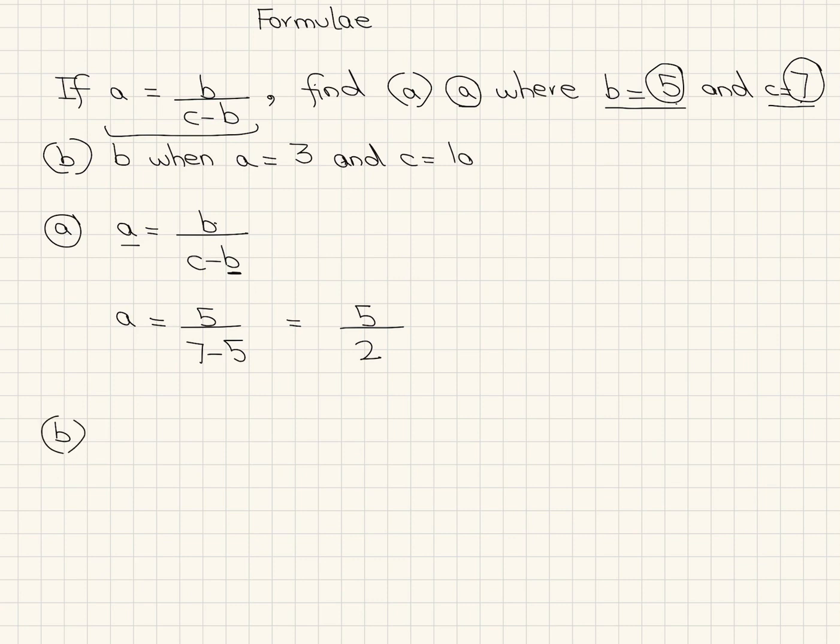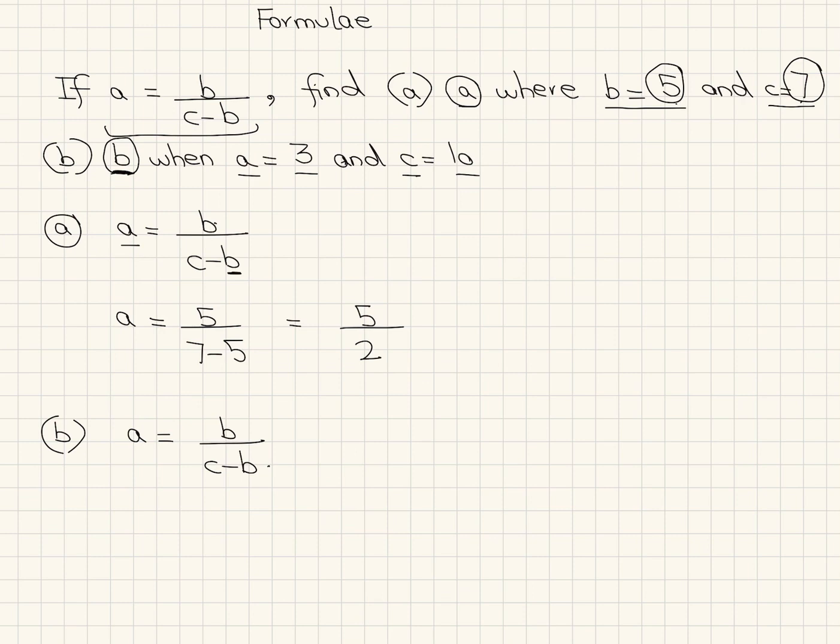So part B wants us to find the value of B this time. It wants us to find the value of B when the value of A is 3 and the value of C is 10. Now this can look a little confusing, but let's see what we can do with this. So again, writing down the formula, A equals B over C minus B. Now the trick here is that we somehow need to get rid of this fraction over here. They want us to find out the value of B, so our B is going to still stay as the unknown. Let's substitute all of our values in this firstly.